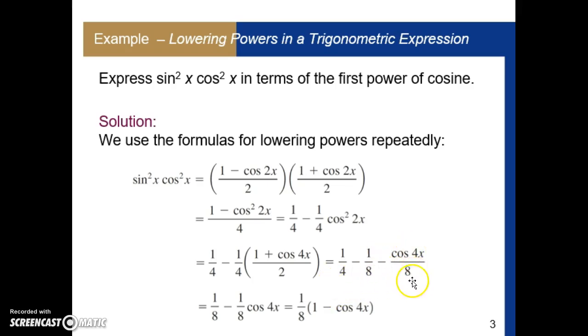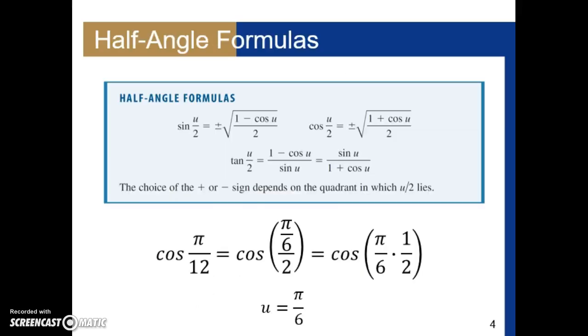And now we're going to get a common denominator amongst all the terms. 1/4 minus 1/8 is a positive 1/8. That's all that's happened in that step. We factor the 1/8 out, and we have done what they said to do. We have shown this or expressed this in terms of the first power of cosine. So there's an example for the power reducing formulas.